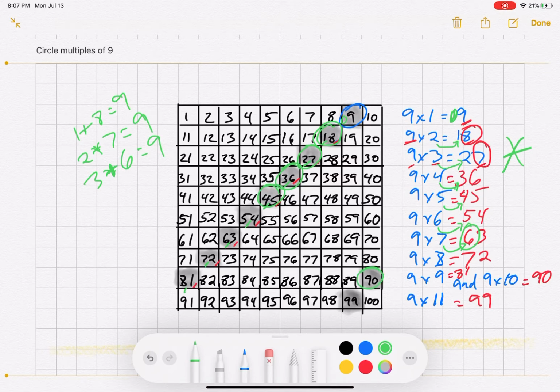9 times 0. What happens when we go to 9 times 11? I have 9 plus 9, and that is 18. I do know that 18 is a multiple of 9, so I can just add those together, and that's 9.